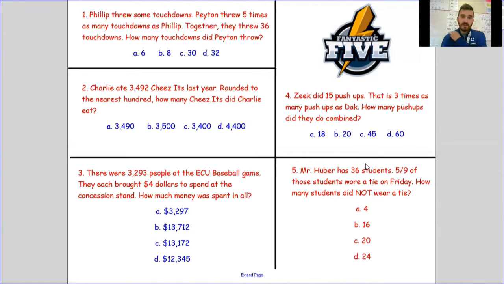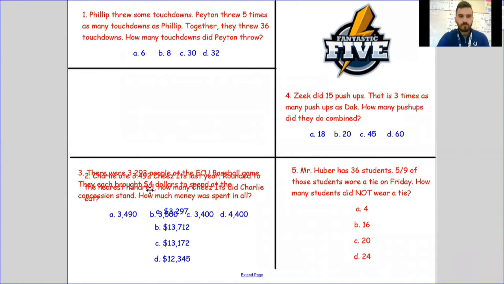So again, you know the drill with this. You should have already done today's Fantastic Five. If you have not, make sure you go back and get that done, then come back and watch. I'm going to start doing it on the actual smart board that you see in class. It's a little bit easier to see and gives me a little bit more room to work. So I'm going to move some of this stuff around, and we're going to get right into it. We're going to start with number 1.